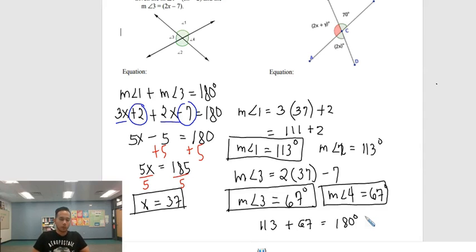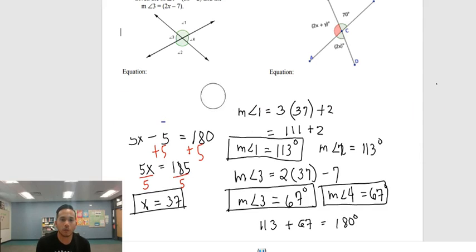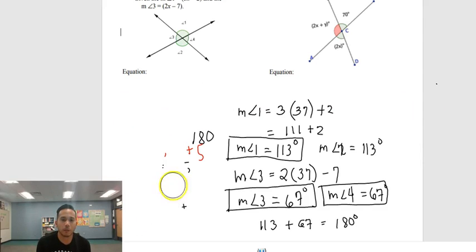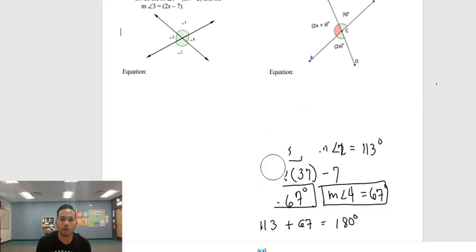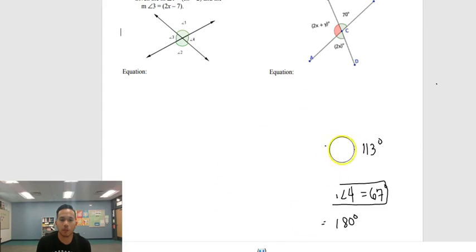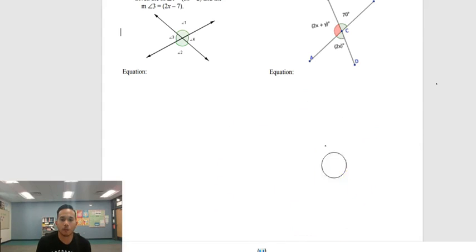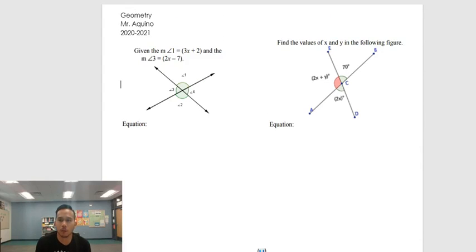All right. Next problem. So I'll just erase this part. I want you to look at the illustration while I'm erasing this. We have two angles and we have to find the value of x and y.